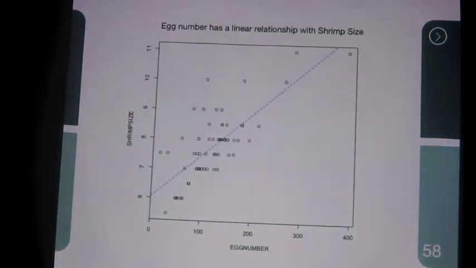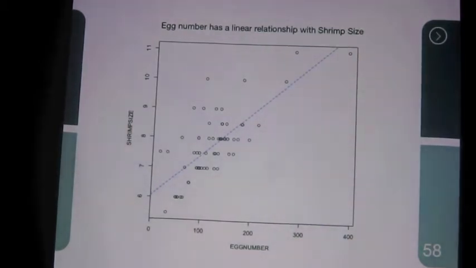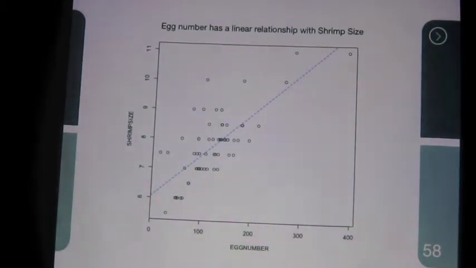Egg number has a directly linear relationship with shrimp size. That makes sense. That's true of most crustaceans, it's true of most fish. As shrimp size goes up, egg number goes up, right?